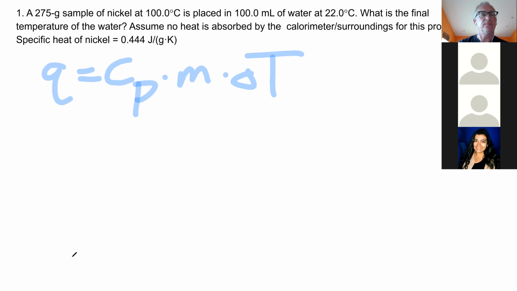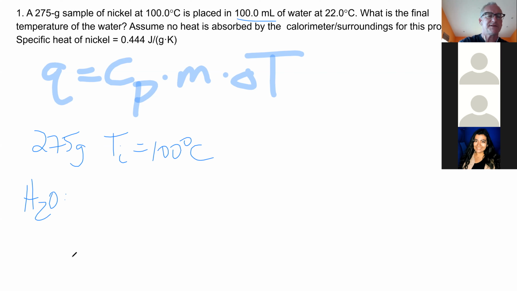I've got a mass here. I've got 275 grams of nickel. I've got an initial temperature of 100 degrees C. And I've got a mass of water as well. You can see I've got a volume, but we pretty much know what the mass of that is, right? As far as water goes, what would be our mass of water?